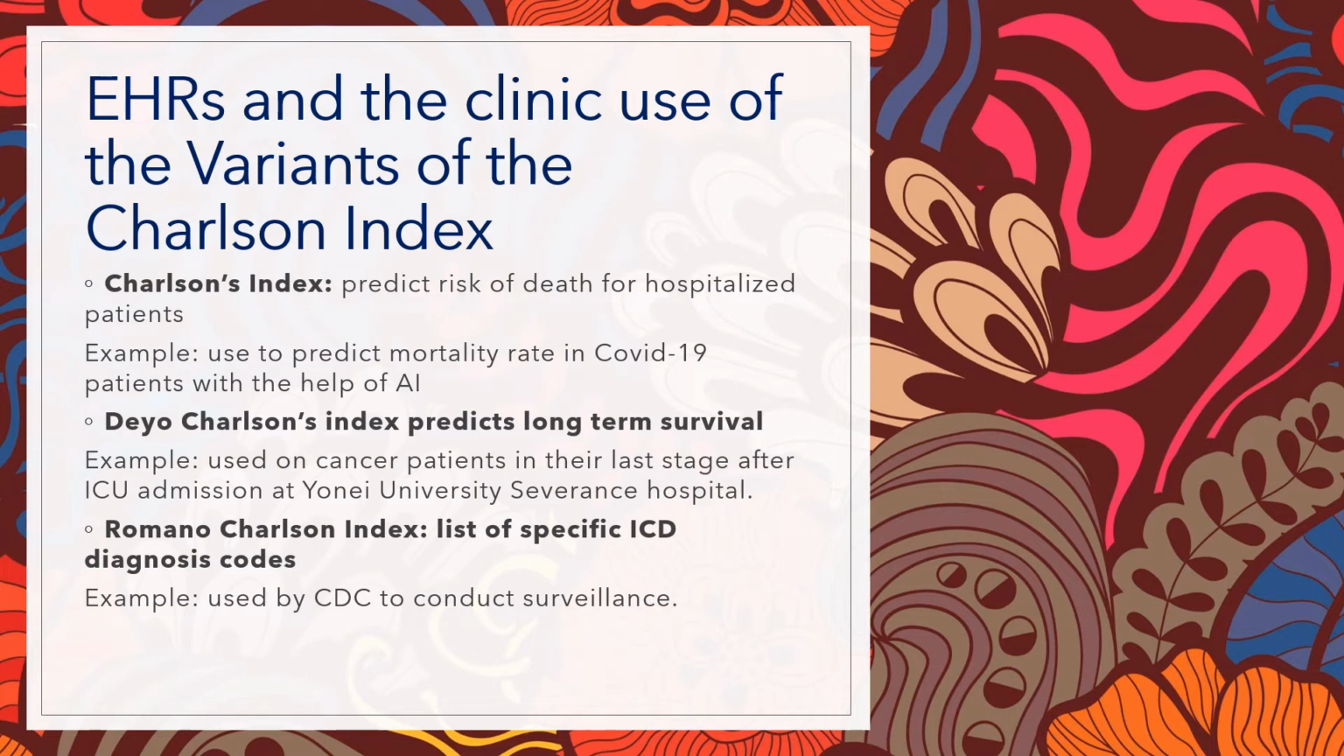So how are these variants of the Charleson Index used in the clinical field? The Charleson Index, which predicts the risk of death for hospitalized patients, has been used to predict mortality rate in COVID-19 patients with the help of artificial intelligence. The Deyo Charleson Index predicts long-term survival rate and is used on cancer patients in the last stage admitted in ICU. The Romano-Charleson Index, which lists the specific ICD diagnosis codes, is used by CDC to conduct surveillance.